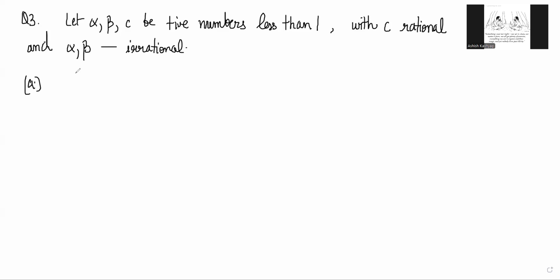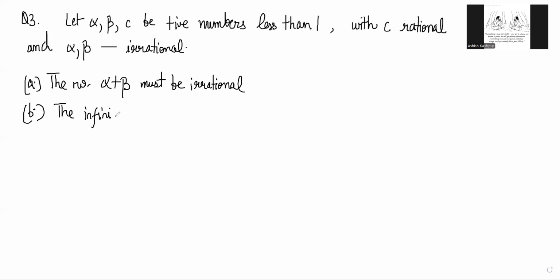You have some options that you have to check. The number alpha plus beta must be irrational. The infinite sum, summation i goes from 0 to infinity, of alpha C power i, must be irrational.